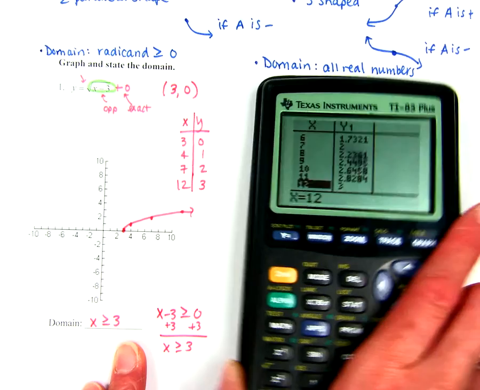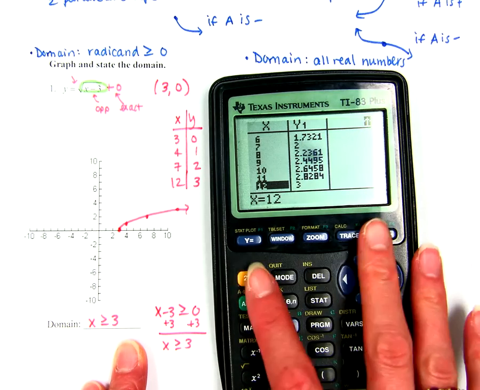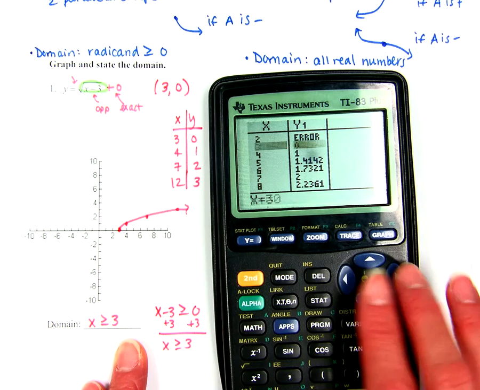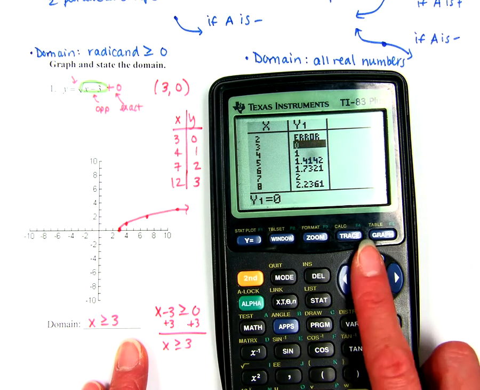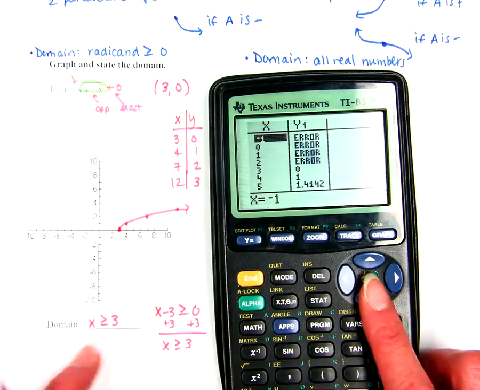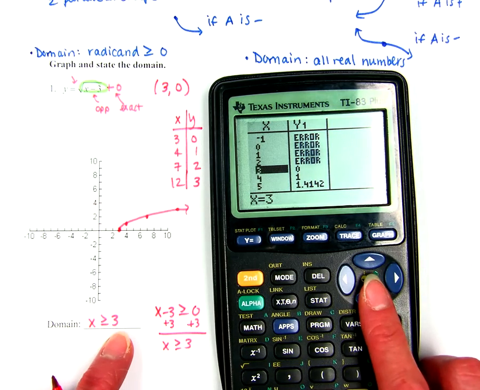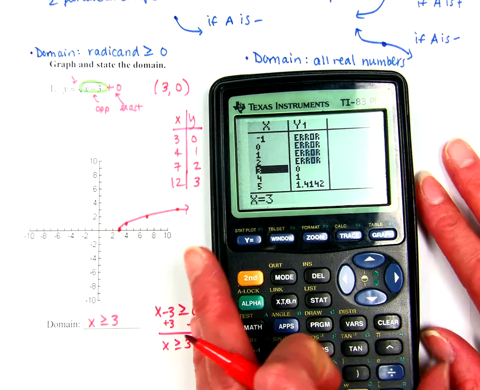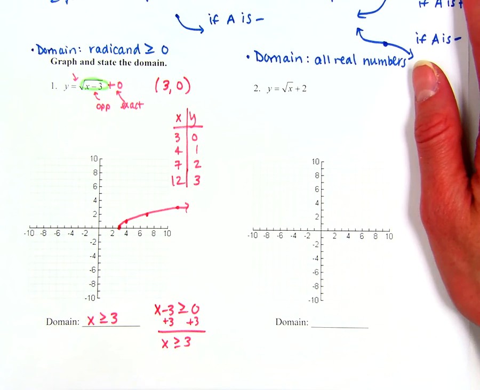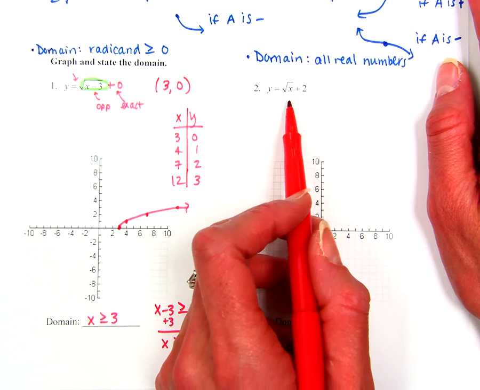One way you can also see that on your calculator is to look at your table. And notice that the first value that you actually get a y answer for is 3. Anything earlier, you get an error. So this tells me that it can only start at 3 and go higher. So either look at your calculator or you can just set up the inequality and solve it to find your domain. All right, so this is also a square root.